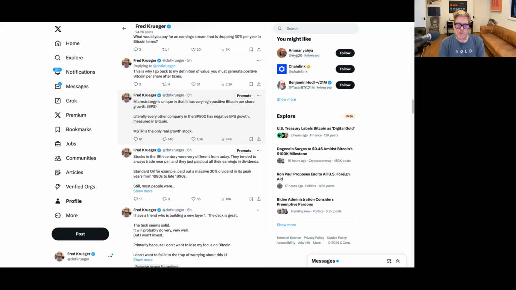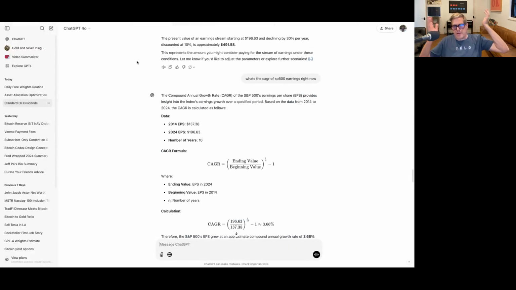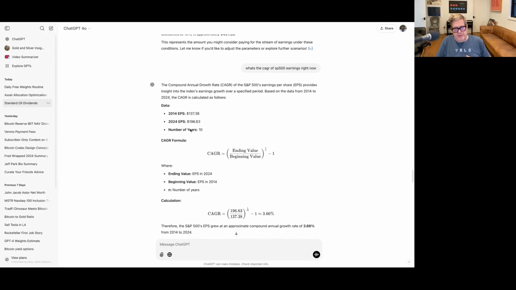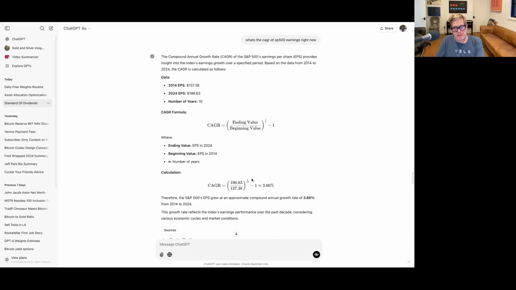So what do I mean by that? Well, let's go to this ChatGPT here. Basically, I'm going to take a look at S&P 500 earnings per share. Ten years ago, the earnings per share was $137 for the S&P 500. Today, we're up to $196. So we went from $137 to $197 in 10 years. Not bad, but actually, it's not that great either. It's about a 3.66% CAGR. So the earnings per share of the S&P 500 are growing at, let's call it 4%. It's not terrible. They pay a small dividend.